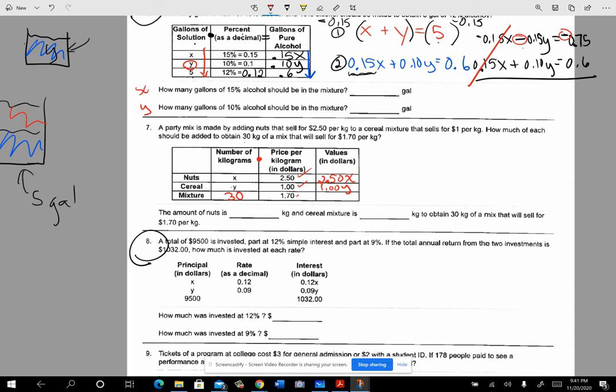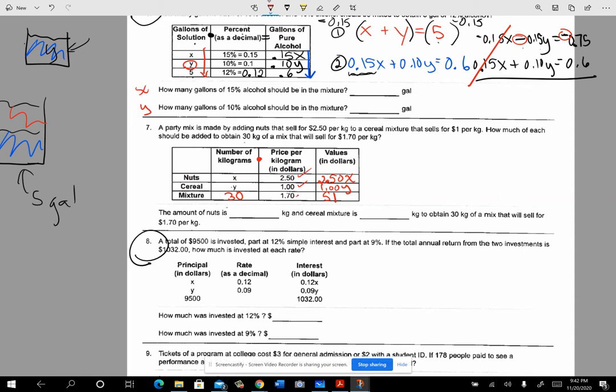And then at the last spot, I need to know kilograms of the mixture. Oops, I thought I was on my calculator, but it was on my password. So I'm going to take 30 times 1.70. Let me say that better. I want to know the cost overall, the value overall for the mixture is going to be 30 times $1.70 per kilogram, which is 51.